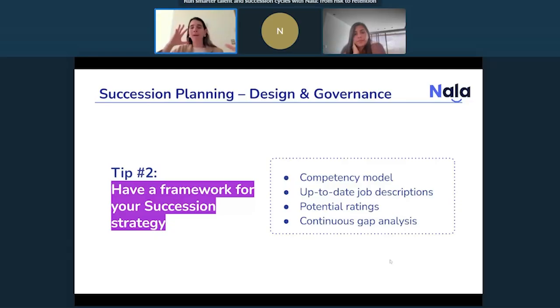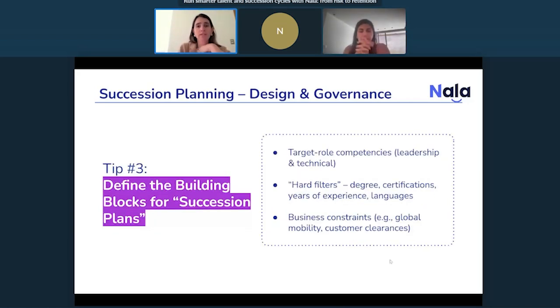And by having the framework, this is going to help you first identify those people, but then actually create a process that's going to help you. It's going to give you visibility of the gap analysis and things that you could do in order to minimize the gap. Tip number 3, and this is again on the design phase.